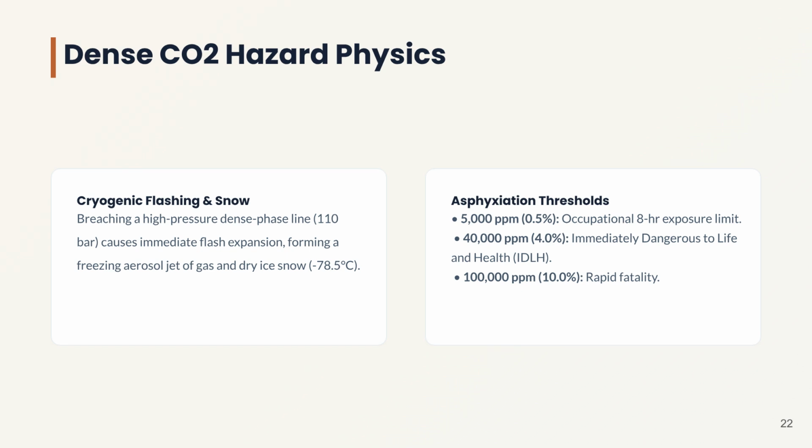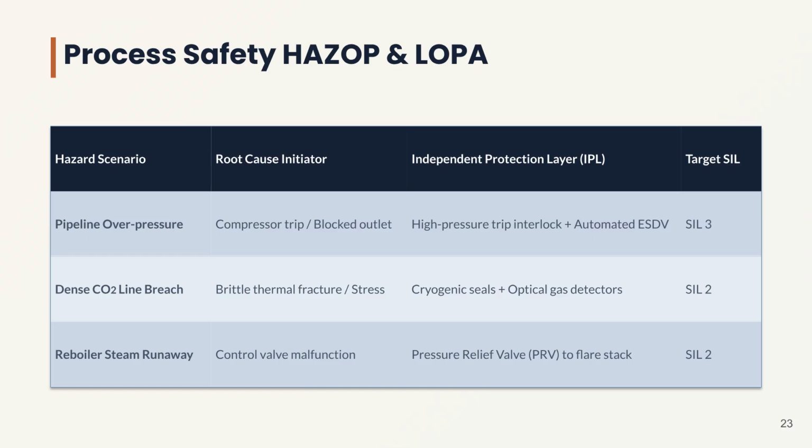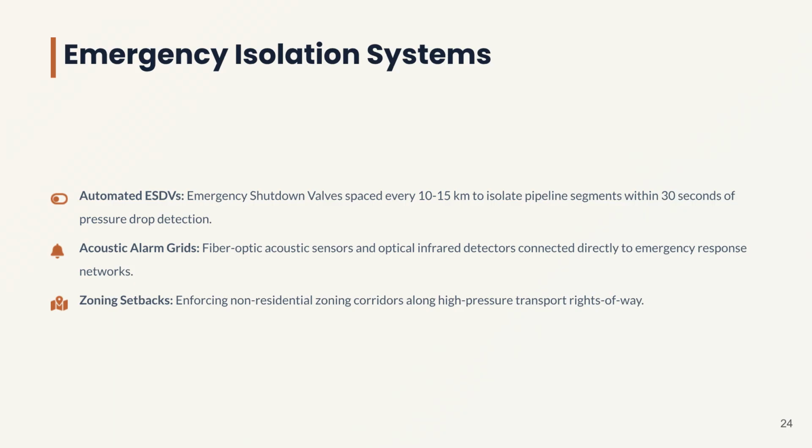A pipeline breach causes cryogenic flashing, creating freezing dry ice snow. We also track asphyxiation thresholds to ensure worker safety against CO2 exposure. Process safety utilizes HAZOP and LOPA methodologies to evaluate risks and establish necessary safety integrity levels for our facility components. Emergency isolation systems are critical. These include automated shutdown valves for rapid pipeline isolation, acoustic alarm grids for leak detection, and strictly enforced zoning setbacks for residential areas.